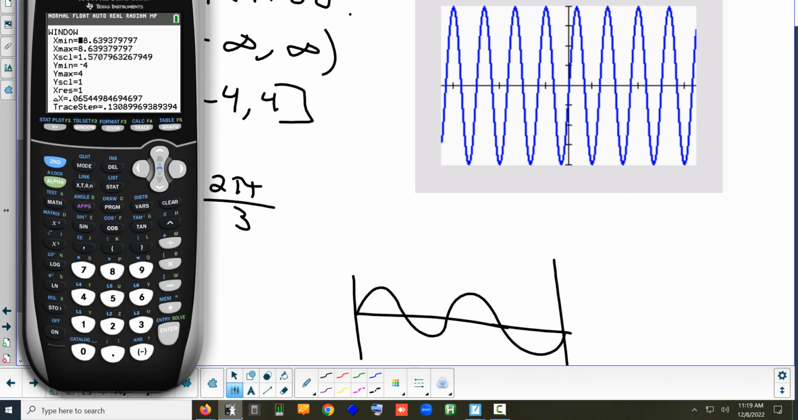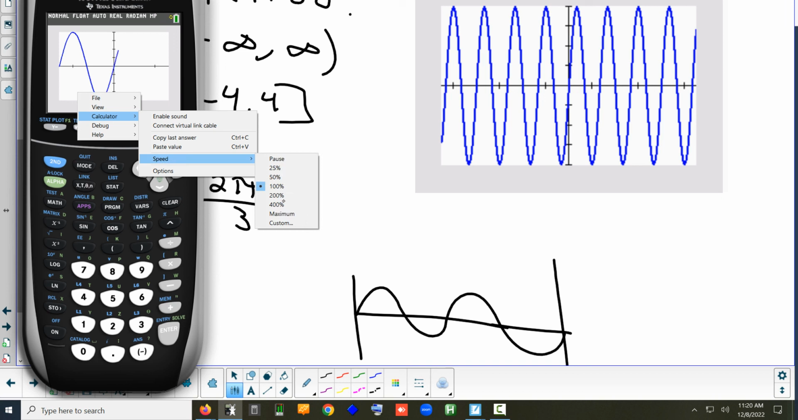What could I use for an x min and an x max that would show me 2 cycles? It just has to be 4 pi over 3 units wide. There's a lot of ways to do that. Yep, -2 pi over 3 to +2 pi over 3. It didn't say you couldn't use a negative. And if you type that in, you should see exactly 2 cycles.